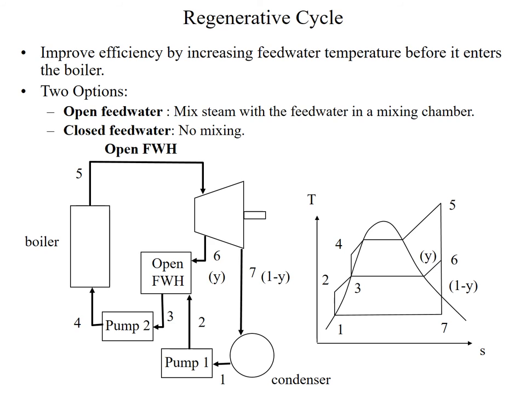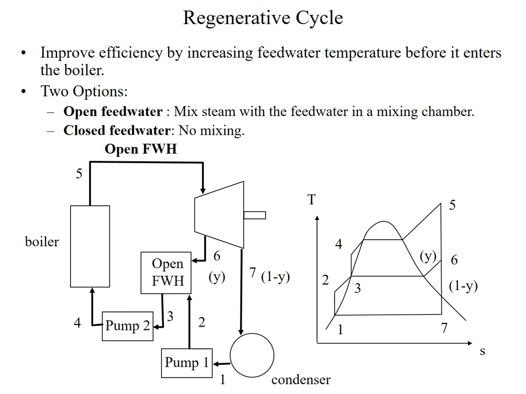In the open feed water heater, you're going to add heat. That is 2 to 3. Next, 3 to 4 is a second pump. Then 4 to 5 is a boiler. Again, there will be a heat addition. So there is a separate heat addition in the open feed heater. That's how you're going to increase the efficiency.